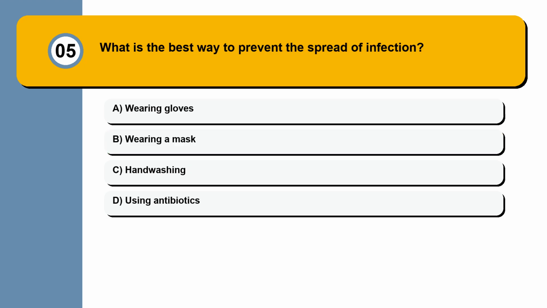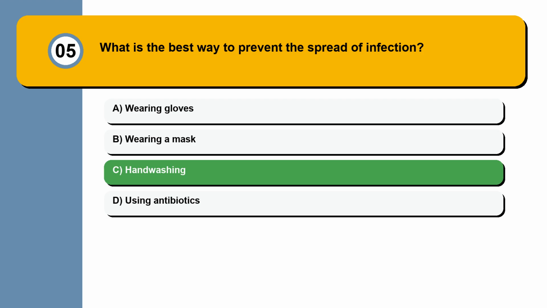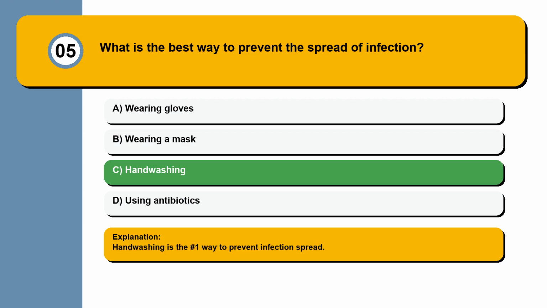Question 5. What is the best way to prevent the spread of infection? Wearing gloves, wearing a mask, hand washing, using antibiotics. Hand washing is the number one way to prevent infection spread.